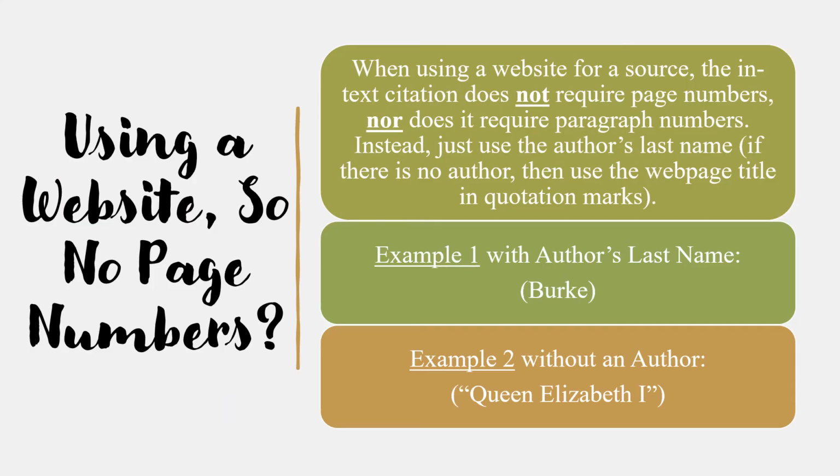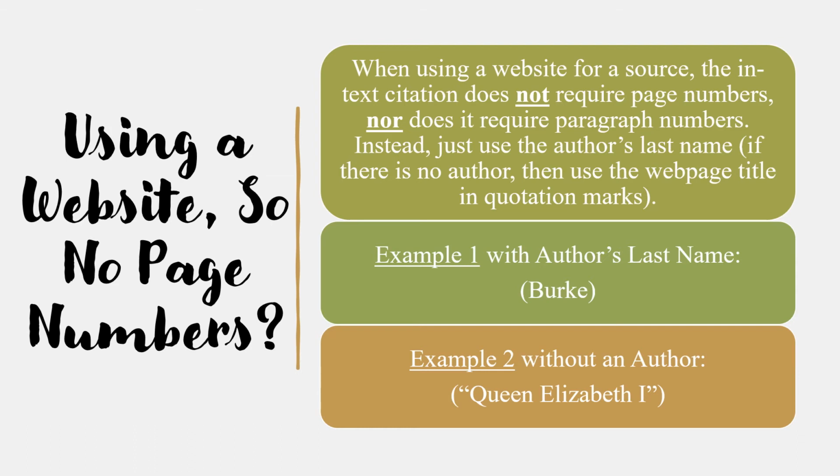As I'm sure you figured out by now, MLA formatting requires a lot of different rules depending on the different source where you're finding your information from. So if you're using a website, once again, you don't have page numbers the same way you don't within an online database. However, we don't follow the online database rule. Websites do not require page numbers, nor do they require paragraph numbers. Instead, in this case, you only use the author's last name. If there is no author, then you use the web page title and quotation marks.